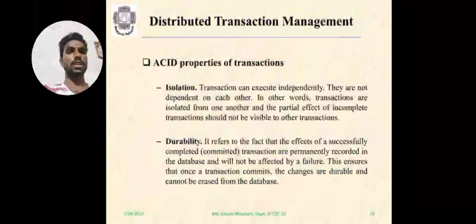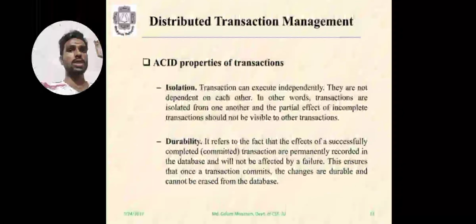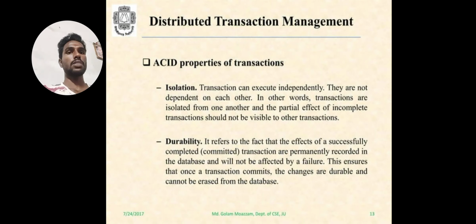Durability. It refers to the fact that the effects of successfully completed transactions are permanently recorded in the database and will not be affected by failure. This ensures that once the transaction commits, the changes cannot be erased from the database.